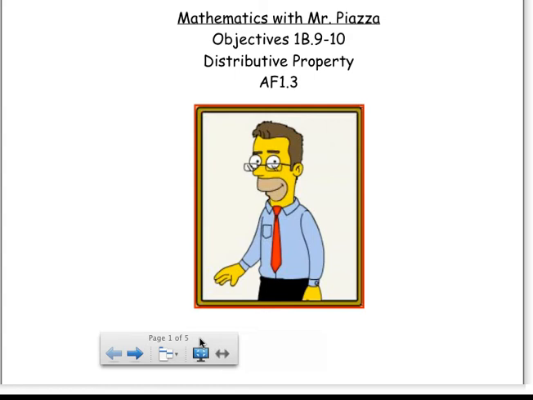Hey there, Kipsters. We're looking at objectives 1B.9 through 10, looking at the distributive property. This is a property that's really important for algebra as we start to solve more complicated equations, which we'll do next year.